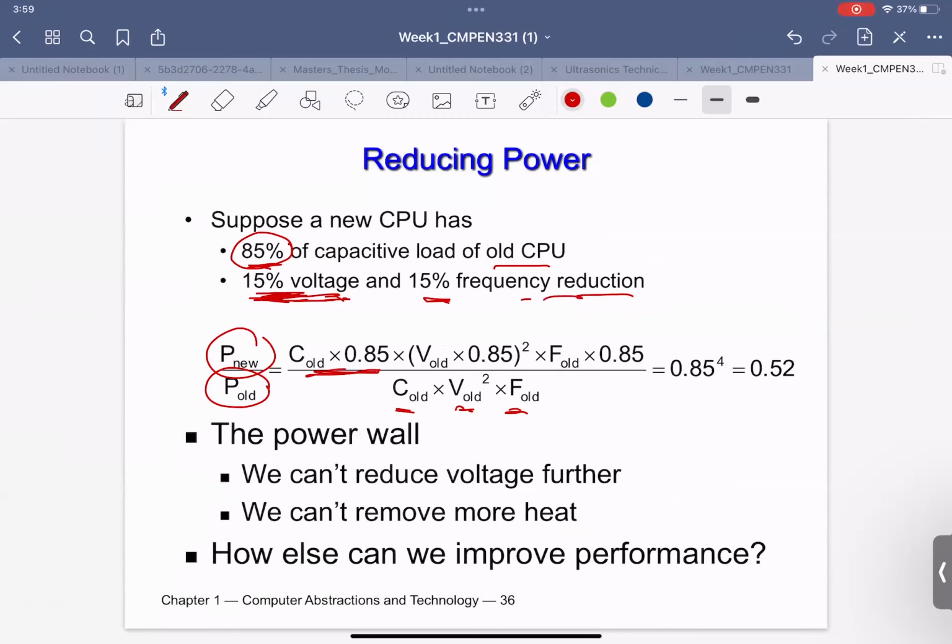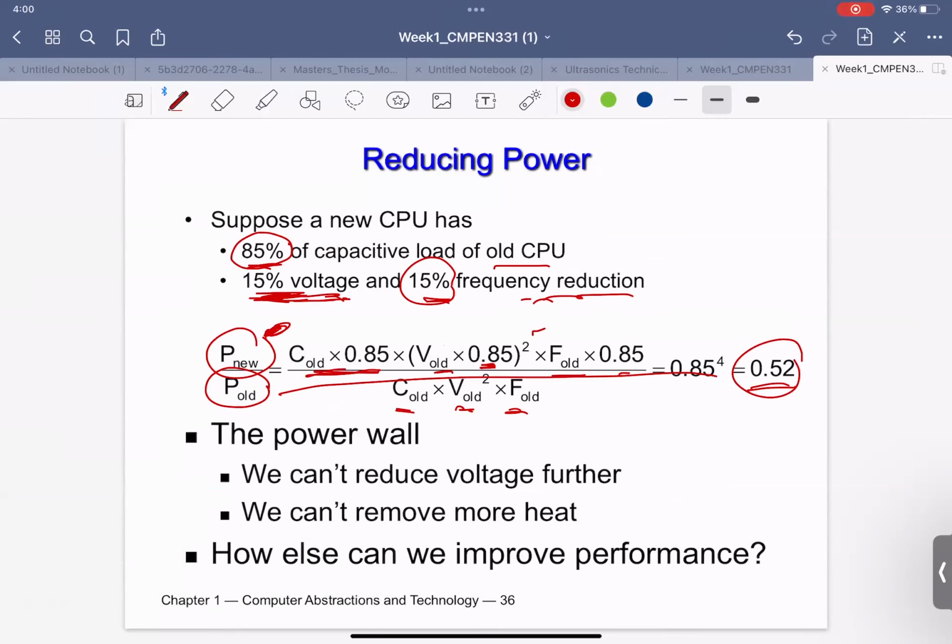15% voltage reduction, so again it is 0.85 multiplied by the V old, and then squared. And then a 15% frequency reduction, so F old multiplied by 0.85. If you do the math, you will end up with 0.52. So P new is approximately half of the P old. So at the very end, I have been able to reduce it to half.